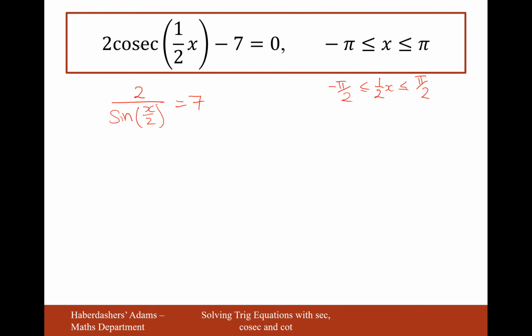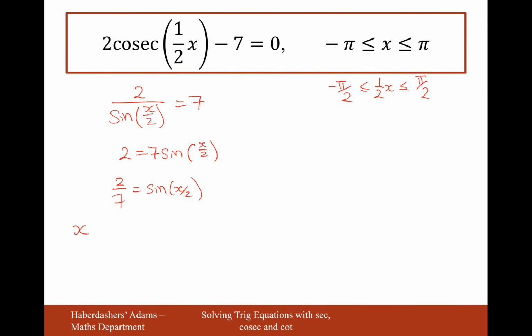Now remember, 2 cosec is actually 2 over sine. It's not 1 over 2 sine. It's 2 times cosec, so it's 2 times 1 over sine. Then I'll times the sine onto the other side. And divide by 7. And there we are, lovely. We've now got sine (x over 2) equals 2 over 7.